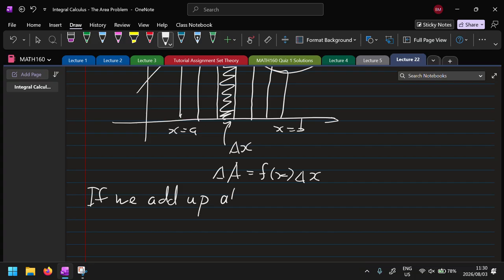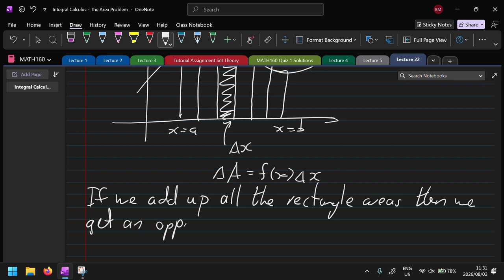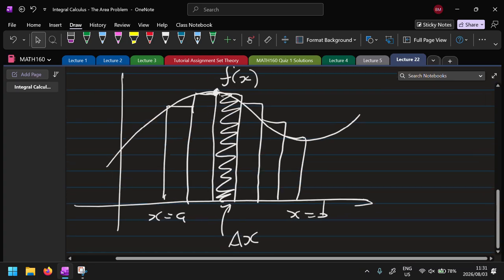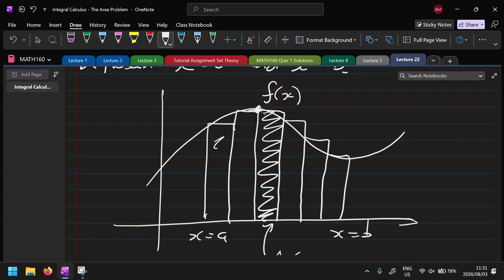If we add up all the rectangle areas, right here we just selected one of them, but we can do it for all of them. If we add up the rectangle areas, then we get an approximation to the area. Okay, so why do I say approximation? Well, notice on the left here, this rectangle over here, that area is a little bit smaller than where the function actually goes up to.